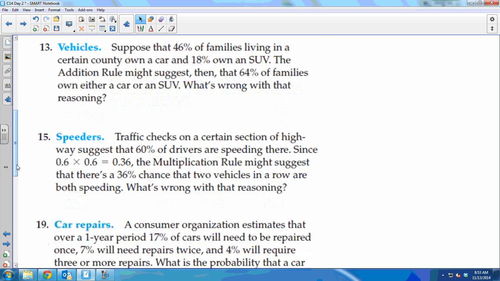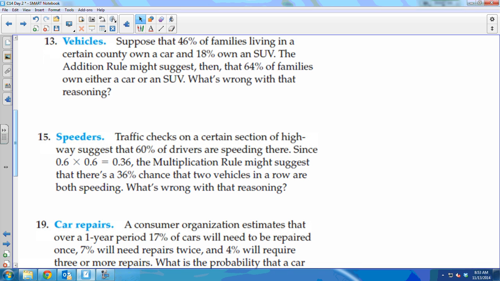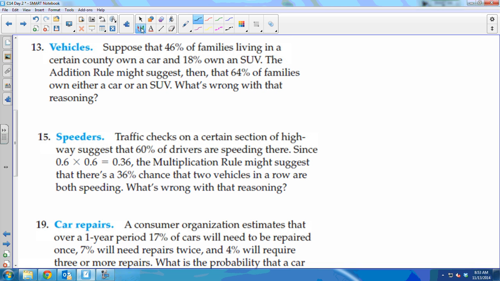The next few are just talking about thinking, there's some reasoning, so we're not actually doing anything. Suppose that 46% of families living in a certain county own a car and 18% own an SUV. The addition rule might suggest then that 64% of families own either a car or an SUV. What's wrong with that reasoning? Right, these are not mutually exclusive or disjoint.